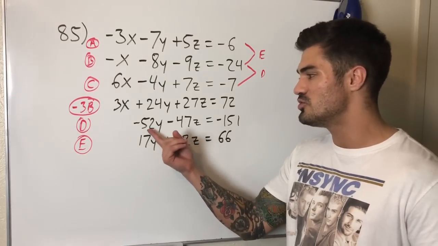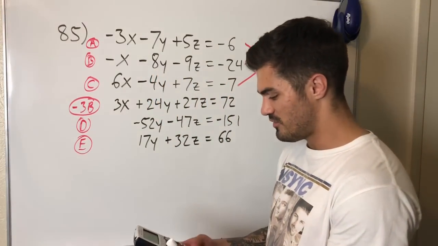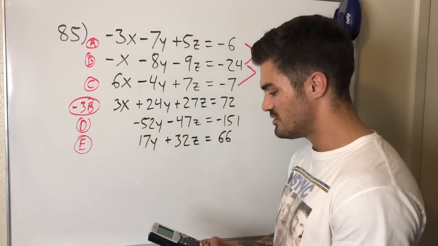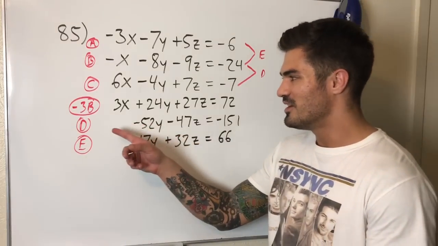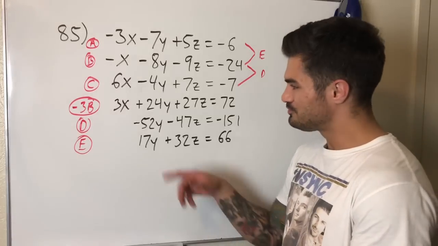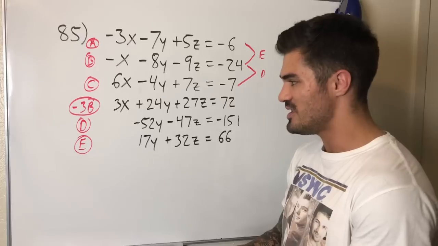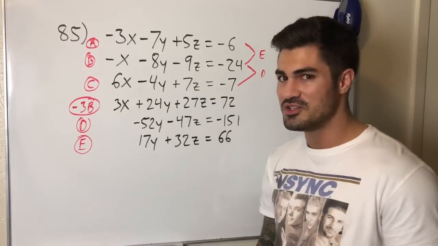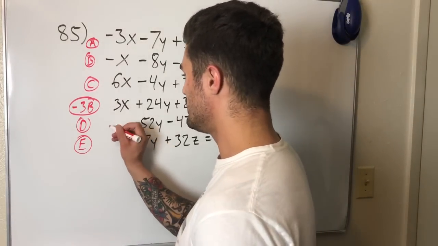So I need to do 52 times 17. Let's see, I'm going to have my calculator handy for this problem. 52 times 17, so 884. So again, I'm multiplying D by 17, and I'm multiplying E by 52, all right? So D is getting multiplied by 17.